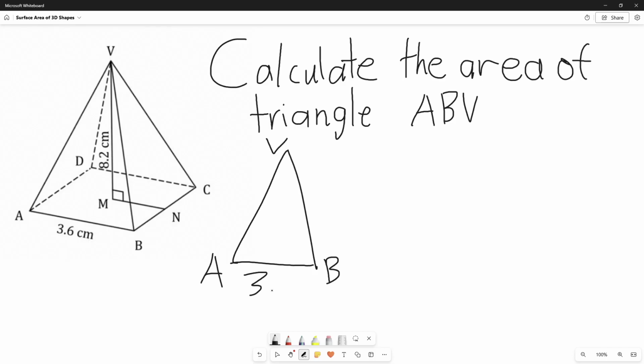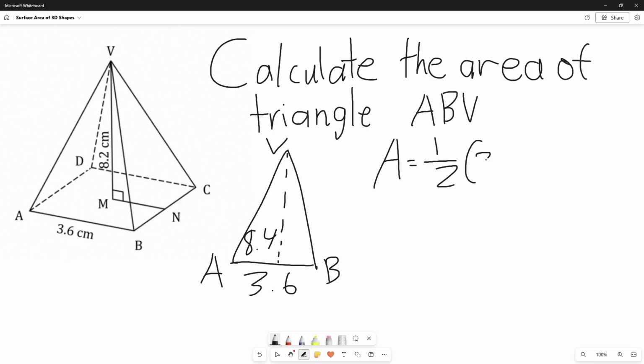And we're already given the base, 3.6. And all we need is the height. And the height is going to be the slant length from V to the bottom. And we already found that out in the last part. And the slant length for this side is going to be the same as the slant length for triangle BCV, because the vertex is directly above the center, making all of the triangles that are faces equivalent. And we found out our answer for the slant height, or the height for this triangle, is going to be 8.4.